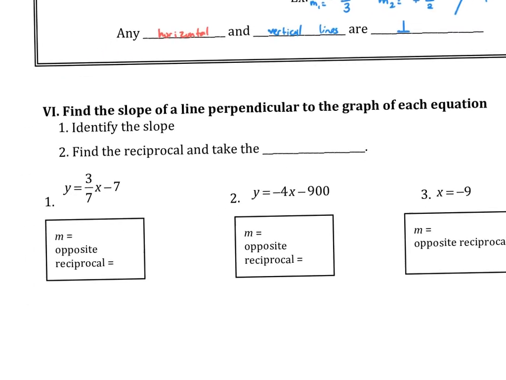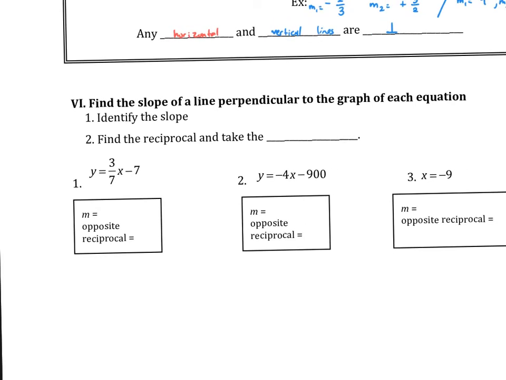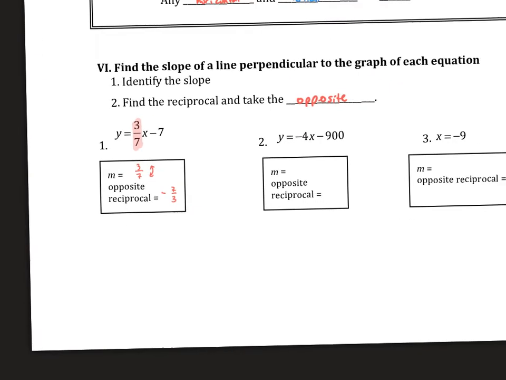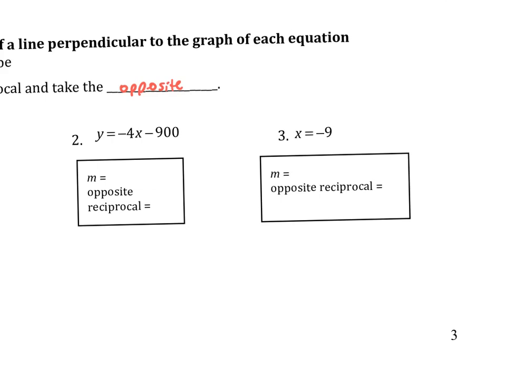Speeds up the process. So we're going to find the slope of a line that's perpendicular to the graph of each equation, identify the slope, then we're going to find the reciprocal and take the opposite. Now sometimes people say take the negative, which later in this PDF will show you that. All right, so quickly I identify here the slope of 3/7. So that's the given slope, 3/7. So opposite means negative, and reciprocal means I have to flip those to be 7/3. So that would be the slope of my equation. Please take a moment and do those, and pause and come back. And check your answers here.